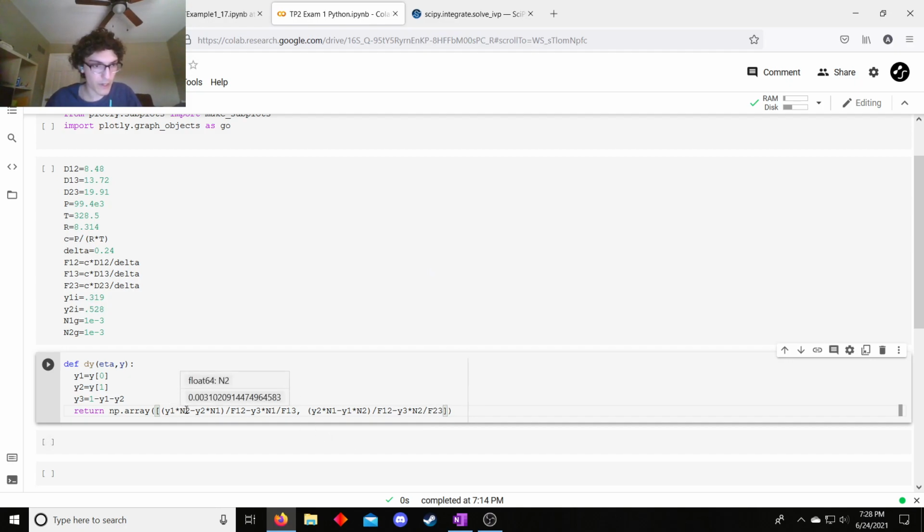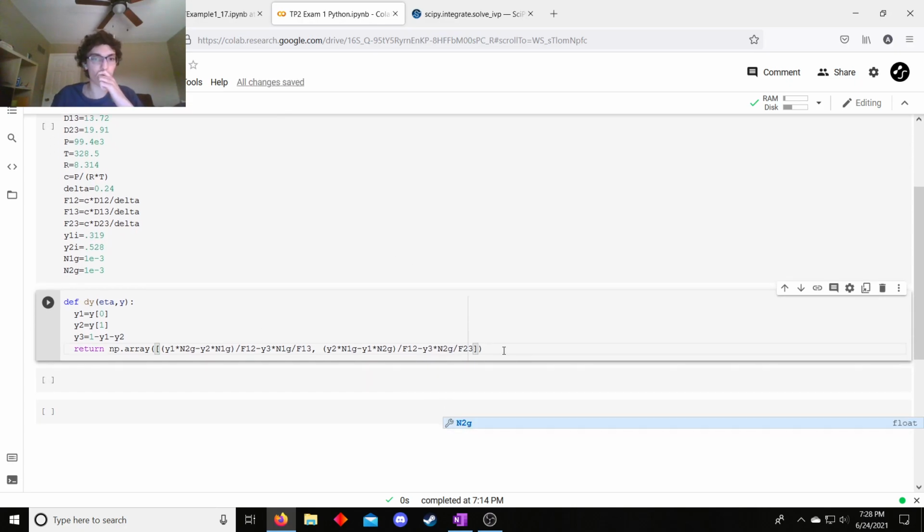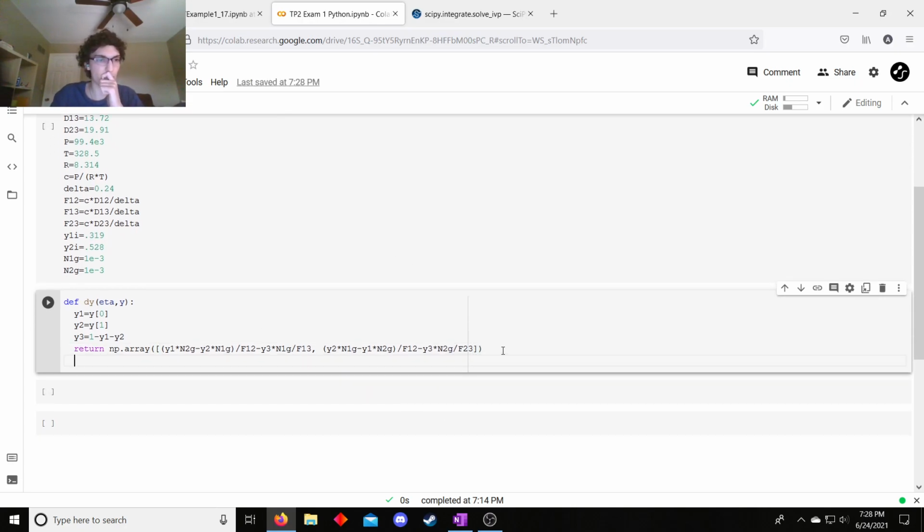Now, actually something I realized here is that we want to run this with our guesses. So I'm going to say n1g, n2g, n1g, n1g, n2g, n2g. Okay, and so that's going to be our function. It's the equation with the guesses put in, our two Stefan-Maxwell equations.